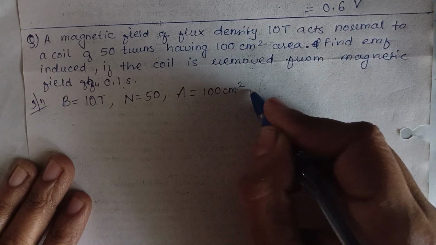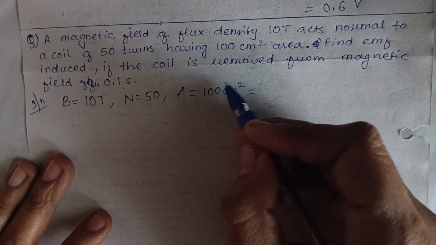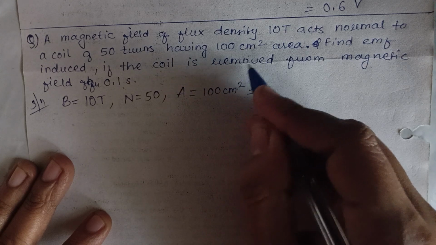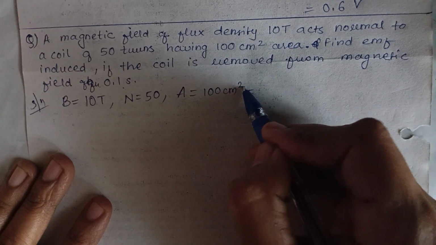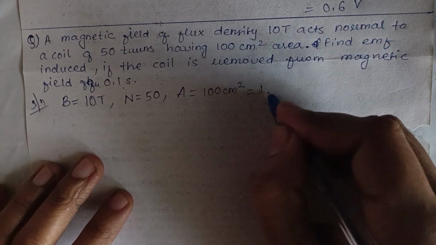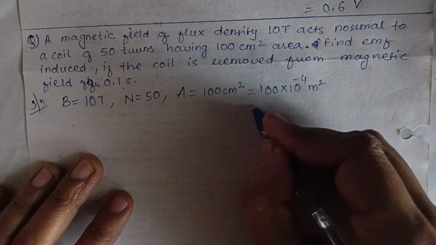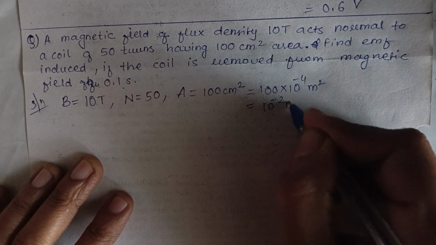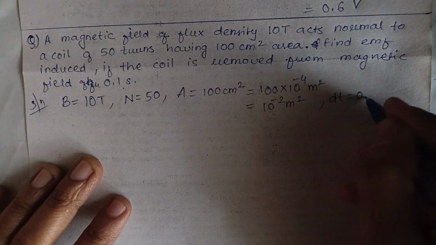100 centimeter square. So we have to convert this to meter. 1 meter is 100 centimeter, so we write it as 10 into 10 raised to minus 2. Here centimeter square is given, so we have to multiply by 10 raised to minus 4. So this is 10 raised to 2 minus 4, so minus 2 meter square. And change in time is given, that is 0.1 second.